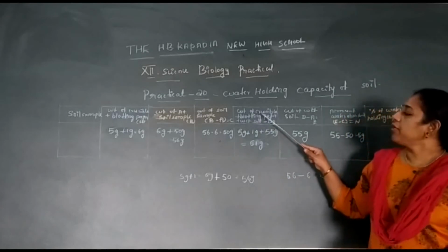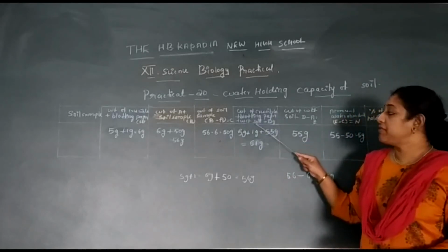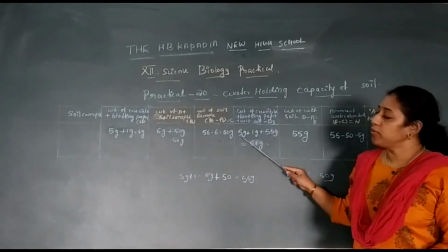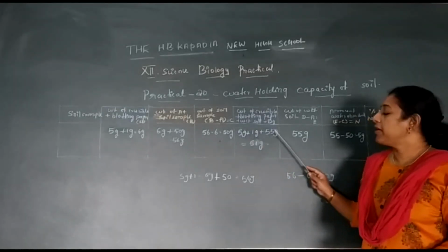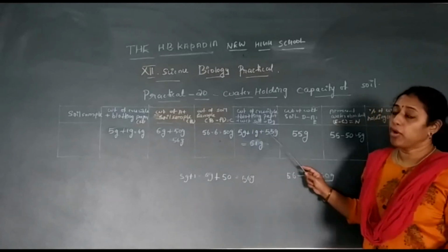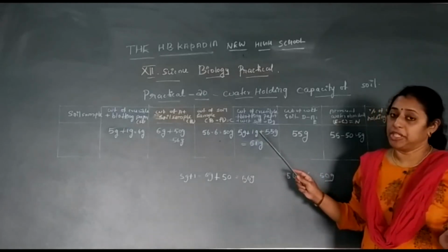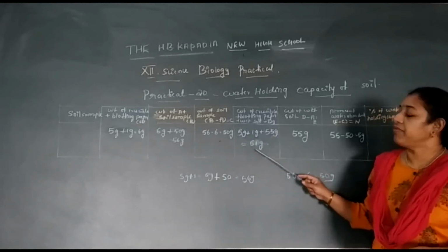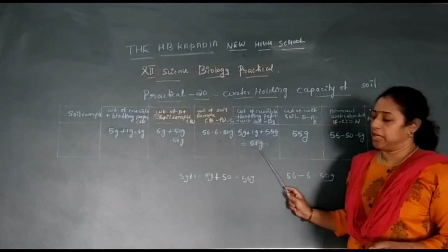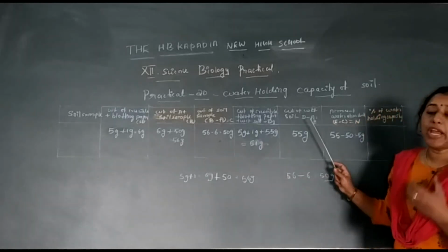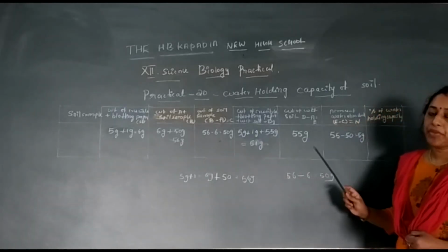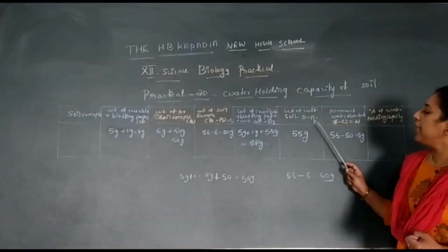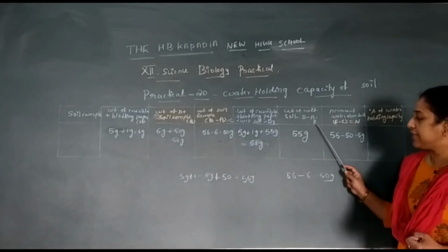Now the weight of the crucible plus blotting paper plus wet soil, that is D. So it will be 5 gram of crucible, 1 gram of filter paper, and after adding water, the weight of the soil that we have measured is 55 gram. With that 55 gram, we get the value 61 gram. Now, what is the weight of the wet soil? That is D minus A equal to E.